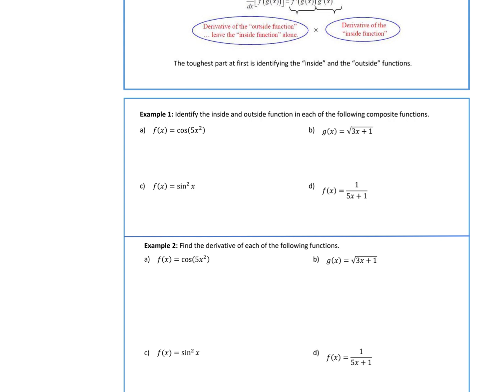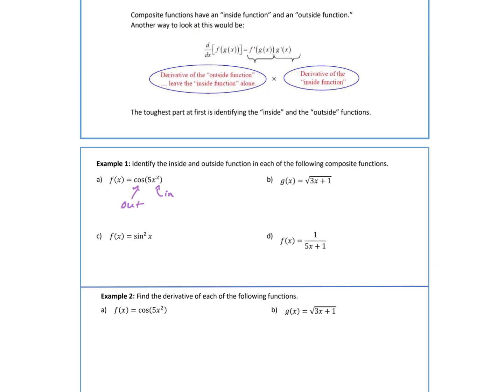So when I look at this, the outside piece here is actually the cosine. The inside piece is the 5x squared. So this would be the outside, and this would be the inside. Okay? Here, with roots, we want to make sure that we write it to the 1/2 power. So it's 3x plus 1 raised to the 1/2 power. So that's the outside function. And the inside piece is just here.